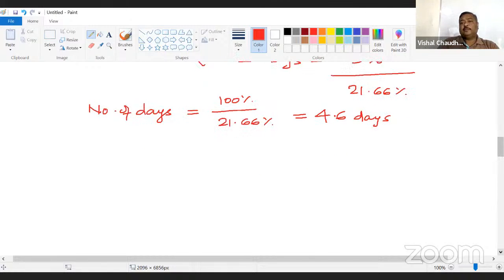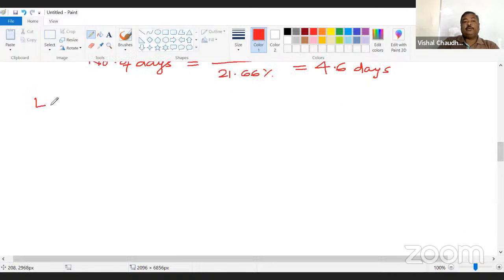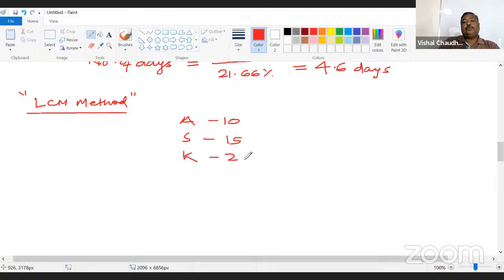Next method, which we will be using, is your LCM method. Now please see, suppose we have Abhi in 10 days, we have Sandhya in 15, and we have Kelvin in 20 days. So 10, 15 and 20. The LCM is 60, as we have taken. Now this LCM represents the total unit of work.